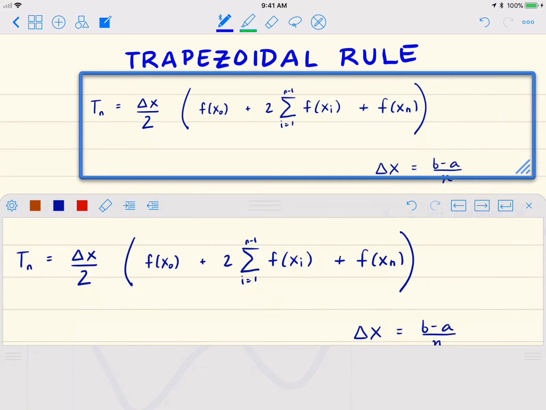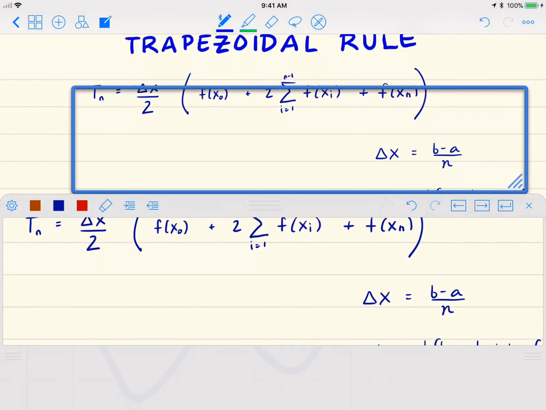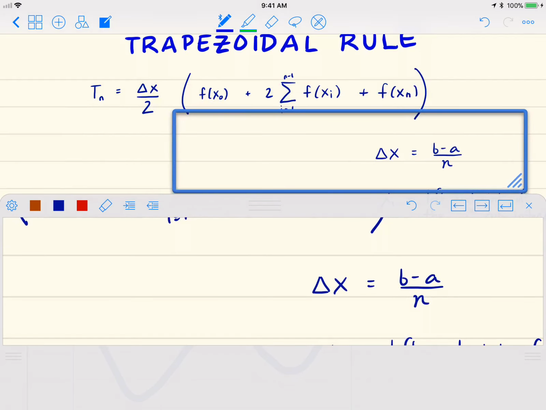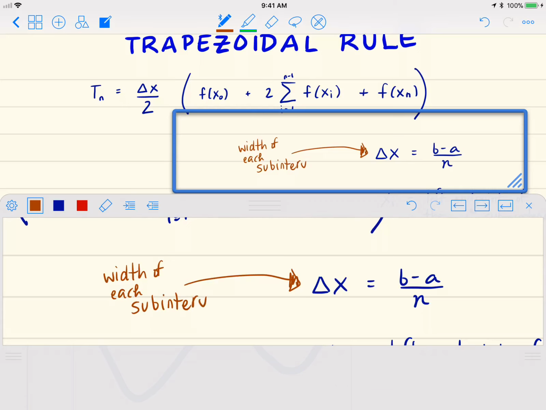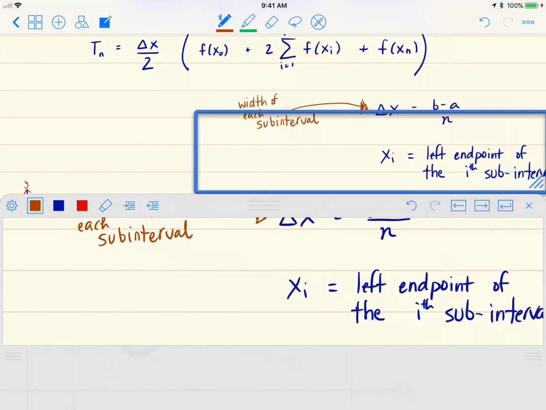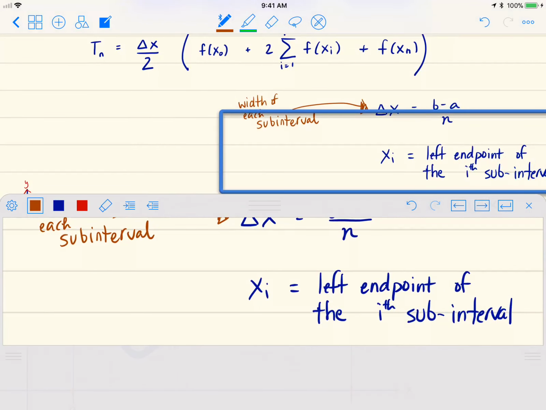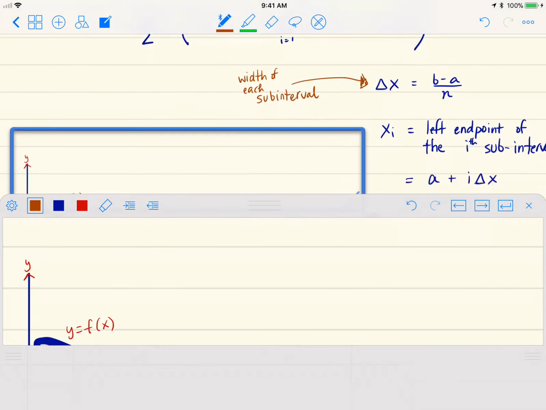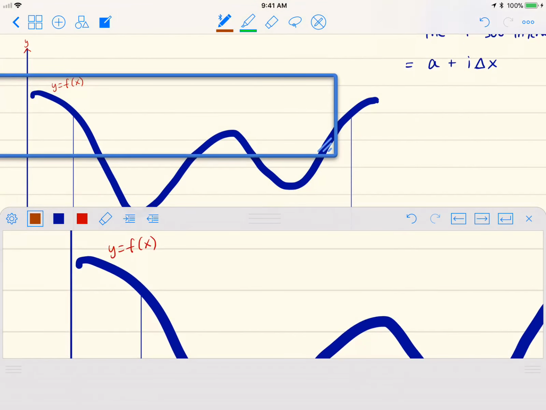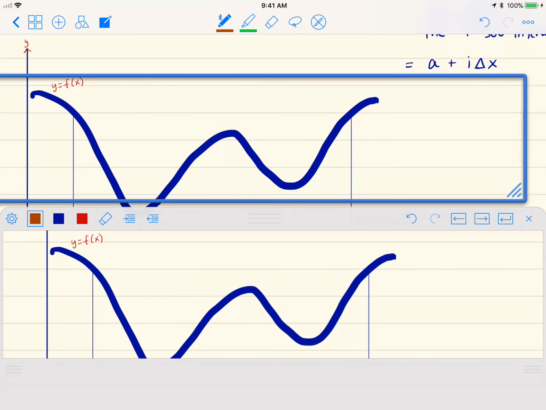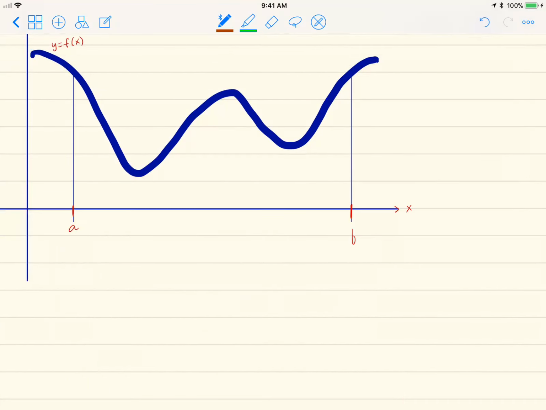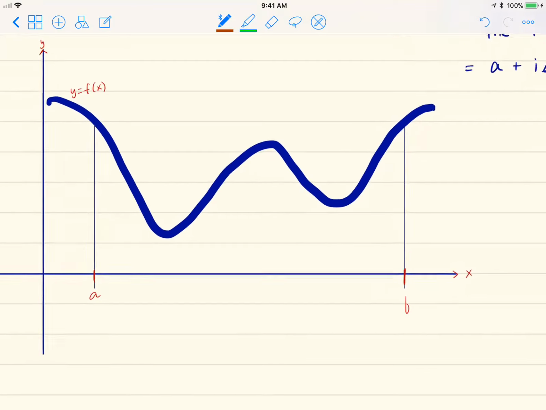Now, in terms of using our formula here, delta x still stands for the width of each sub-interval. And here, x sub i is the left endpoint of the ith sub-interval. So let's get to it. There are some similarities with the midpoint rule, and I'm going to be highlighting those.